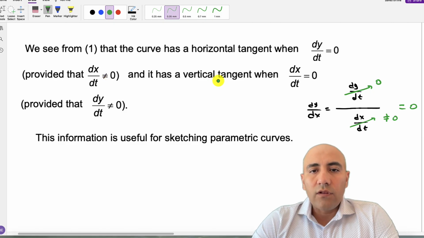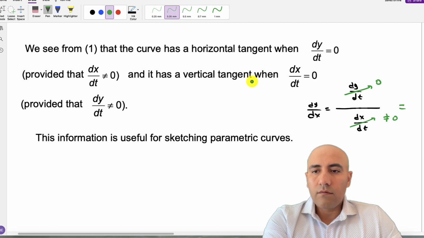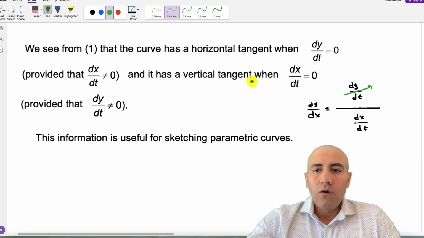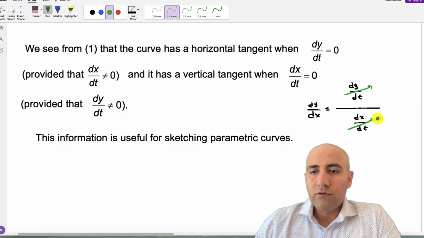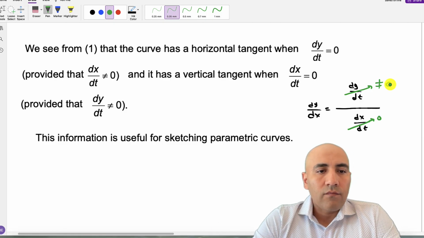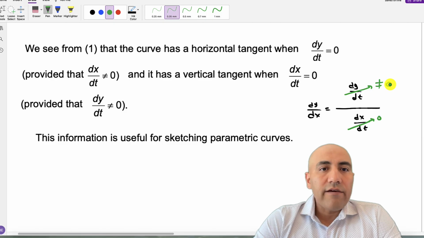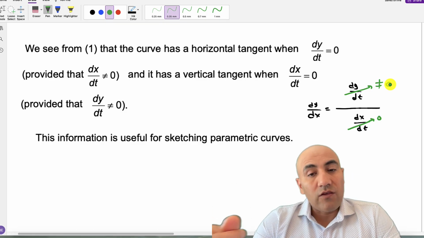And it has a vertical tangent when the opposite happens. When the denominator is equal to 0 and the numerator does not equal 0, then we have a vertical tangent. If it happens that both the numerator and denominator equal 0, then we'd have to find a different technique for figuring out what's going on. So this is only valid when one is 0 and the other one is not 0.